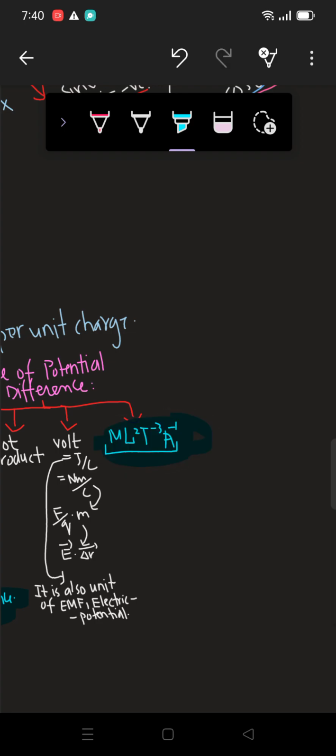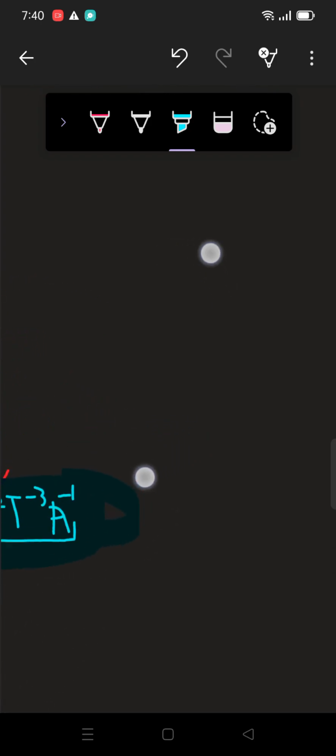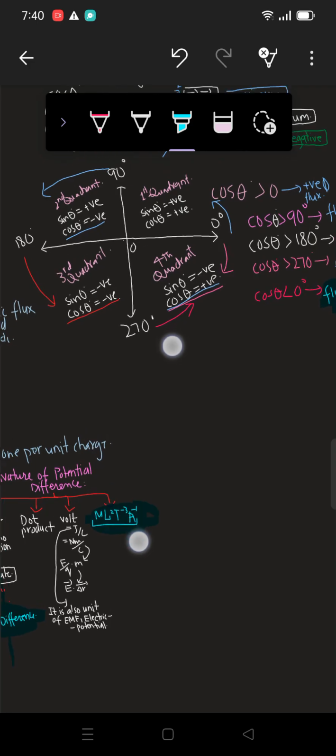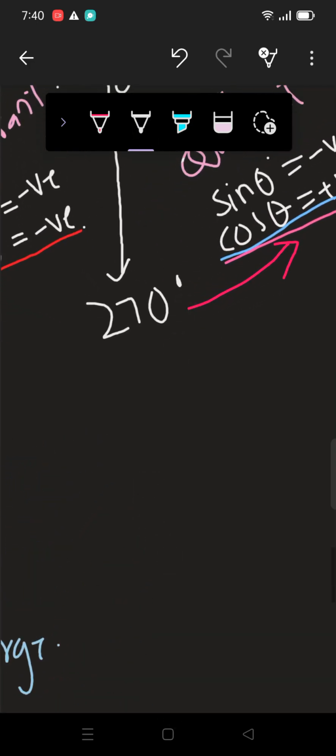Now how did we get this dimension? Today we'll be discussing that. How did we get this ML2 T minus 3 A minus 1? We're going to derive the dimension for the potential difference by using its formula, which is electric field intensity dot del r. So wait, let me write the formula here. We can derive the dimension from here, right?